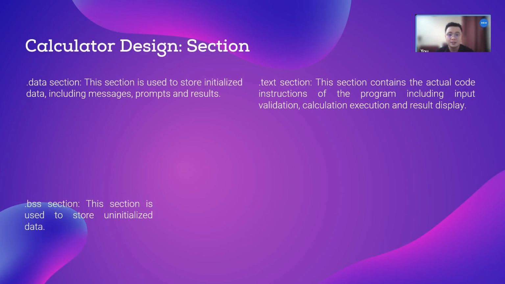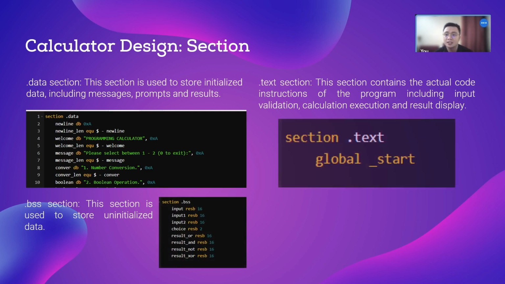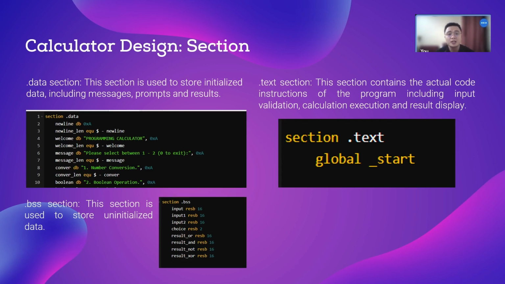As for my part, I would like to tell you about the design of the calculator in sections. There are three parts: data section, text section, and BSS section. First things first, the data section is used to store initial data including messages, prompts, and results. As you can see in our design of the calculator in the data section, such as the welcome message, programming calculator, and a selection of options, which are number conversion and Boolean operations.